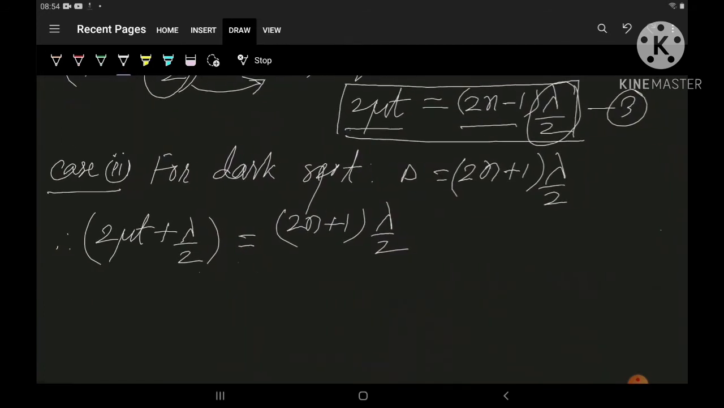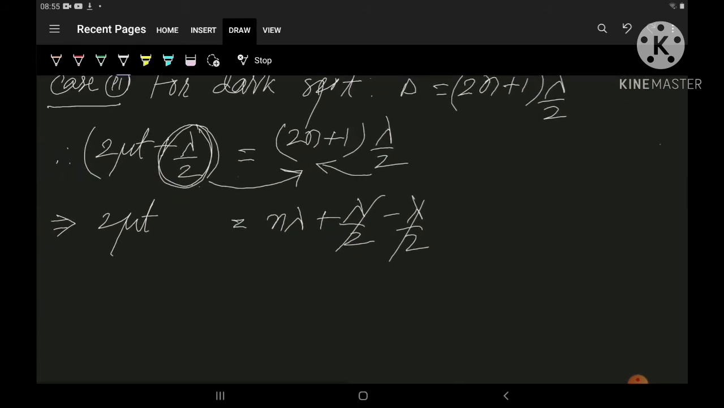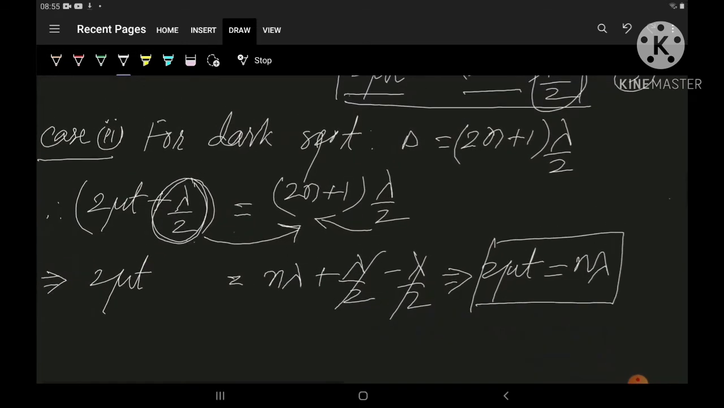Let's solve it. Then we can write, let's transfer this lambda by 2 to the right hand side, then 2 mu t will be, let's multiply this lambda by 2 inside, then we have n lambda plus lambda by 2 minus lambda by 2. So lambda by 2 and lambda by 2 will be cancelled out, and we have 2 mu t is equal to n lambda. This is equation number 4, suppose.